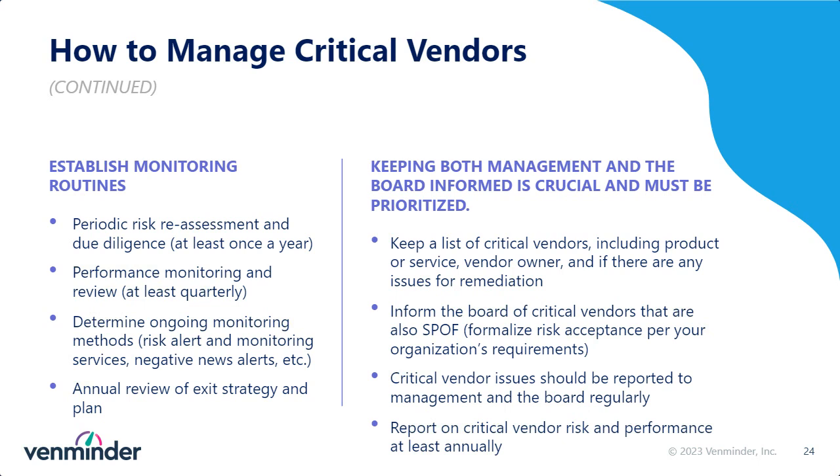Critical vendor issues should always be reported to the management and the board regularly. If it's something really urgent, an email to go up the chain is fine, but things that are ongoing or in progress should be in that monthly board reporting package. And then we do want to have an annual report on all of the critical vendors at least once a year for the board, and that can be wrapped in as part of your annual third-party risk management report, which we usually recommend you do during the policy review.